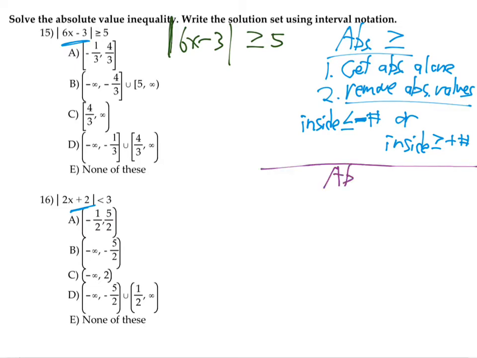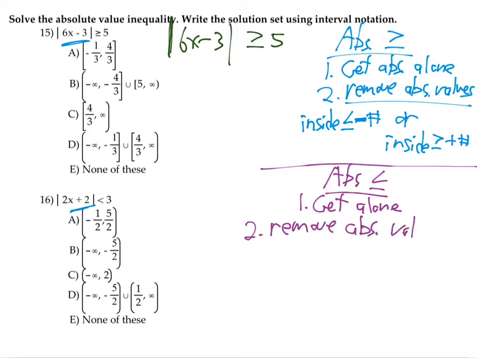If you have absolute value less, or less than or equal to, same thing. Again, step 1, get it alone, but you're not going to have to deal with that on the test. Step 2, remove the absolute values. And negative number, inside, positive. That's when we do that. So make sure you know the difference. Put these on your 3x5 card, for sure. Does that make sense?